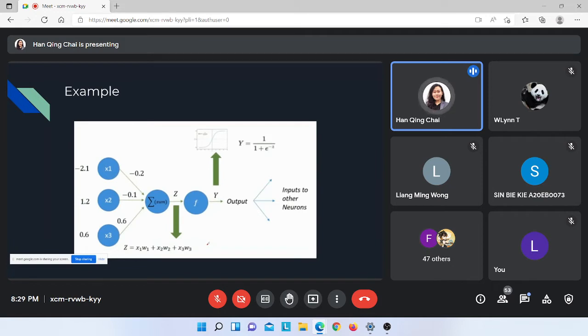Okay, so that is actually a very short summary of what we are going to look into: neural networks, convolutional neural networks, and also deep learning.